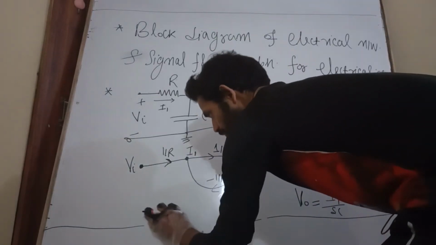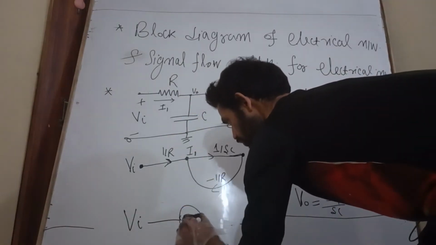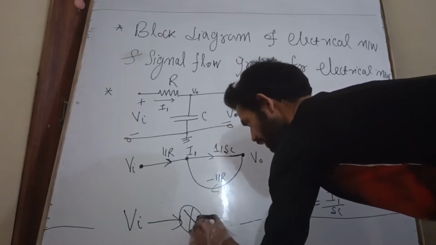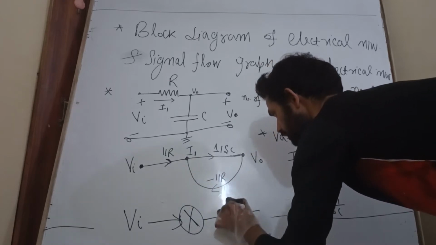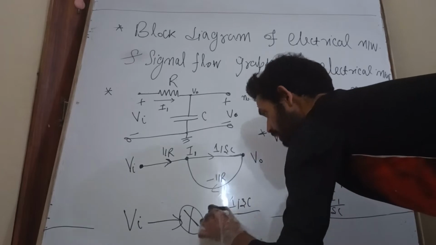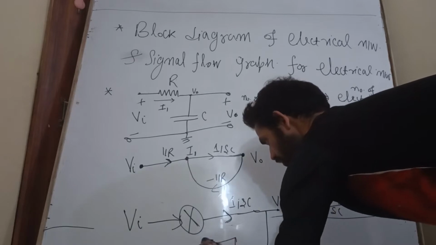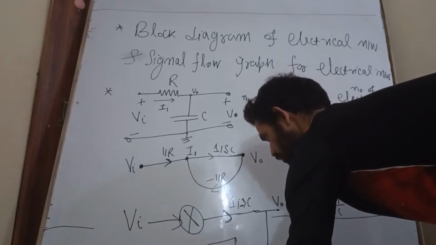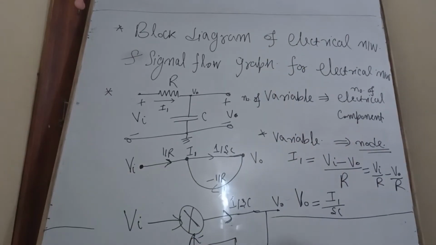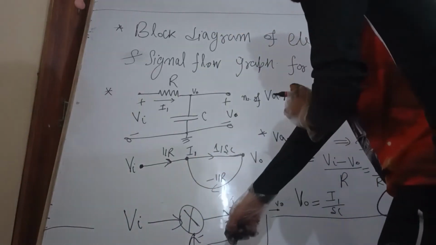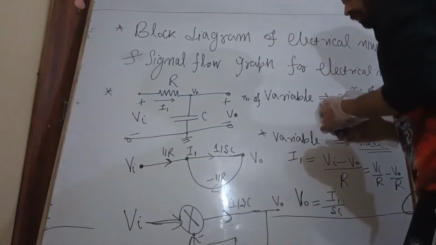And if you want to represent it in a block diagram, then this is my Vi. Give this to the summer. Here this is my forward path, and the gain is 1 by SC. This is my V0, and this is my feedback. Feedback is how much? 1 by R, and this is my negative feedback. So this is my representation by block diagram, and this is my representation in signal flow graph.